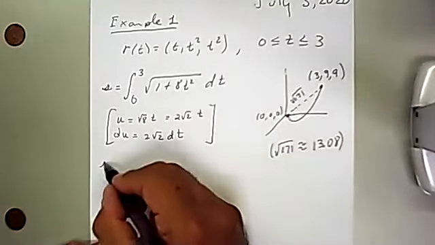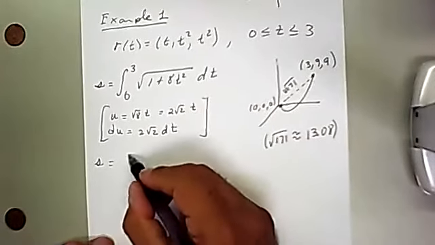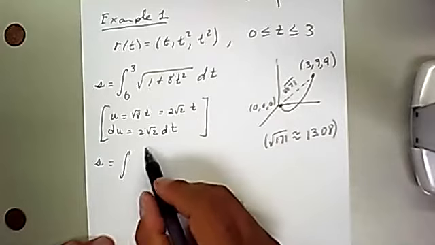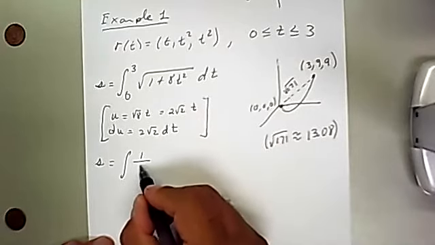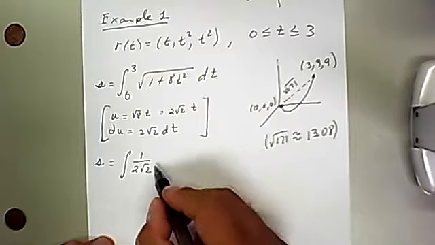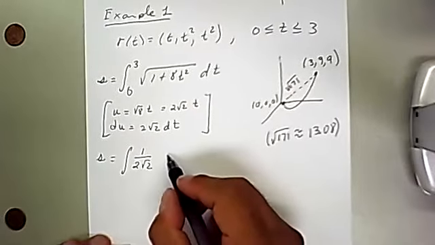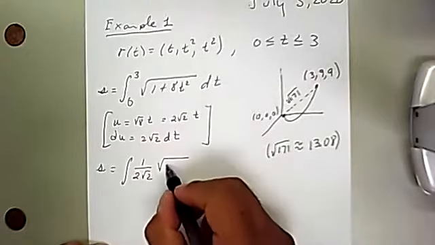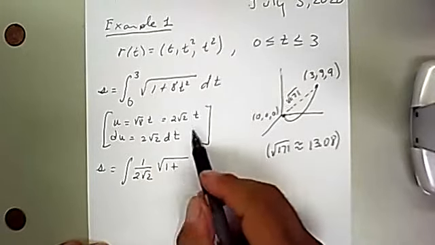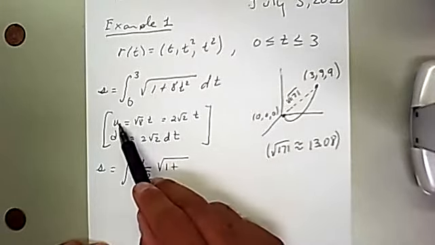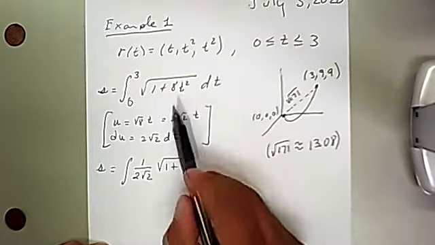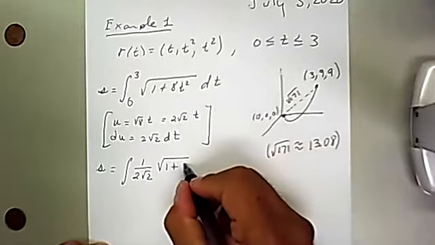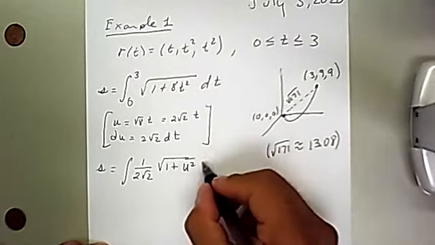So this S will be equal to the integral of 1 over 2 square root of 2. That's going to factor out because it is a constant, times the square root of 1 plus... Now, the reason why we use this substitution is because when we square u, we're going to end up with 8t squared. So u squared, and then du.